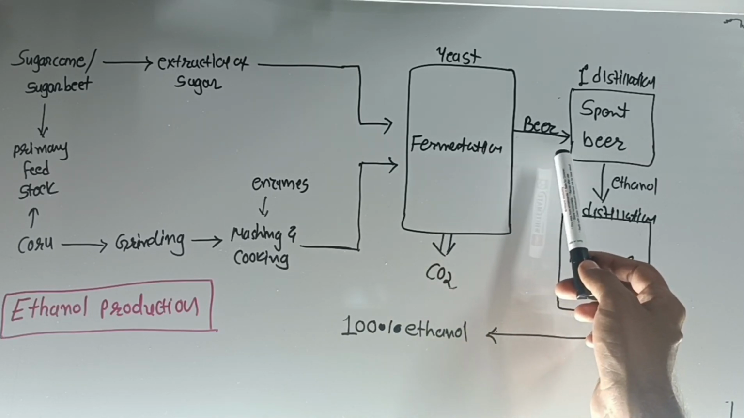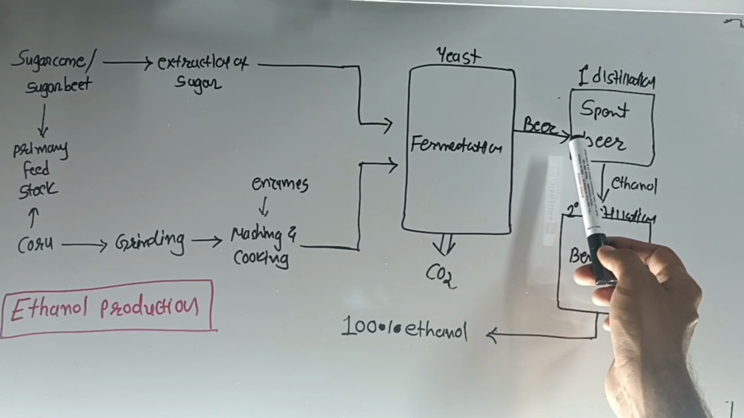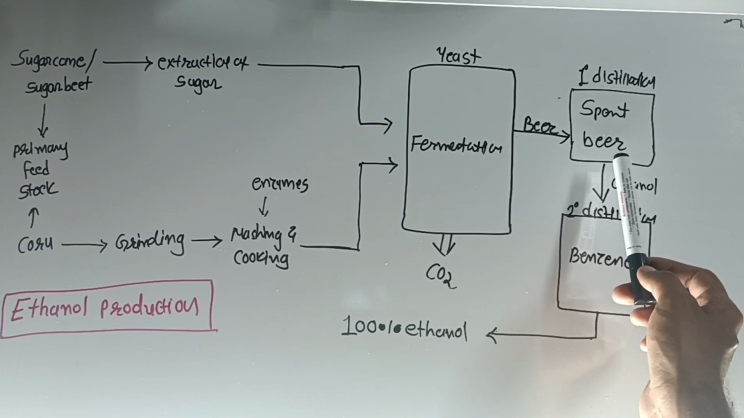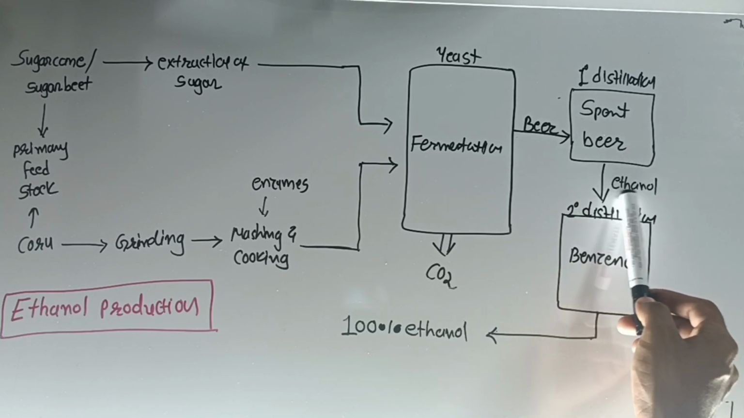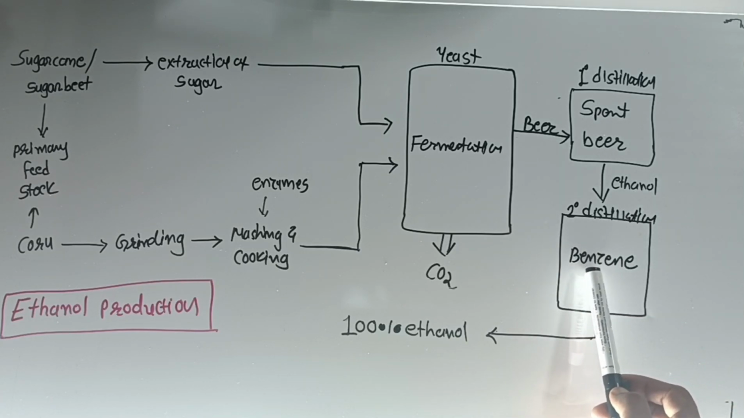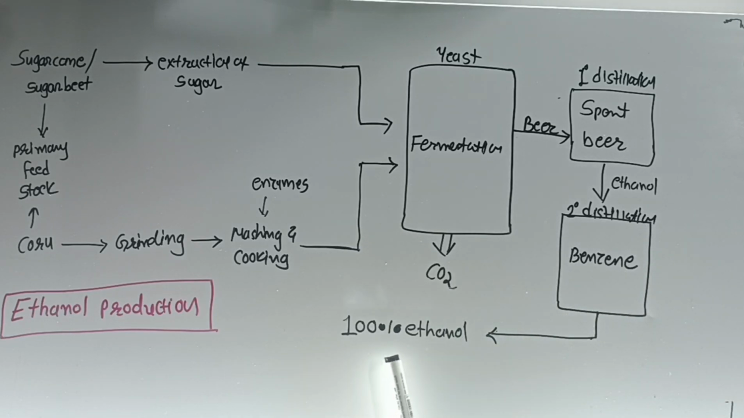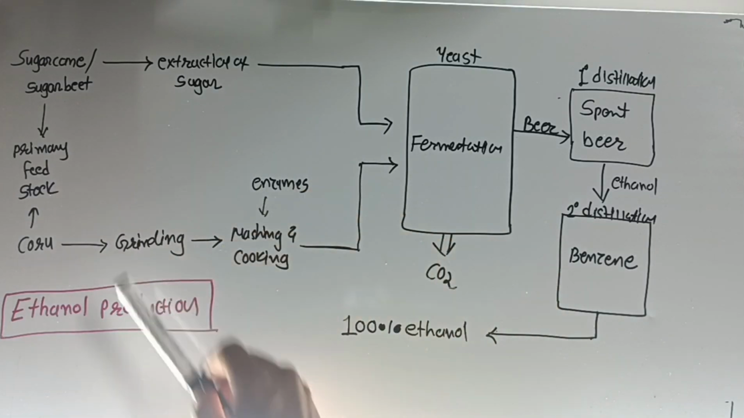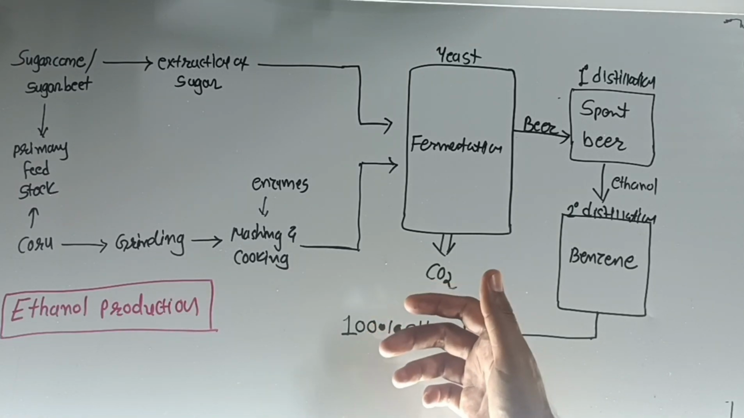After that, two distillations are required. The first distillation converts this beer into spent beer. At that time ethanol is also produced, but this ethanol is not 100% pure. So a second distillation is applied, using benzene. This impure ethanol is converted into 100% pure ethanol. So this is the complete brief procedure of ethanol production. You may use this table from an exam point of view.